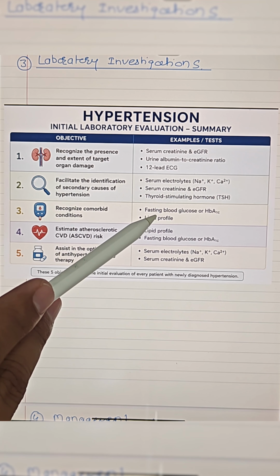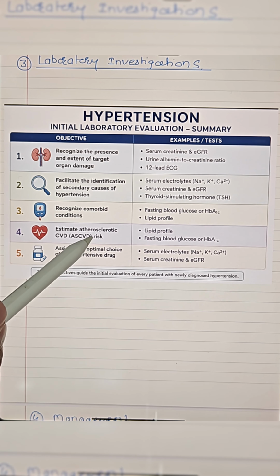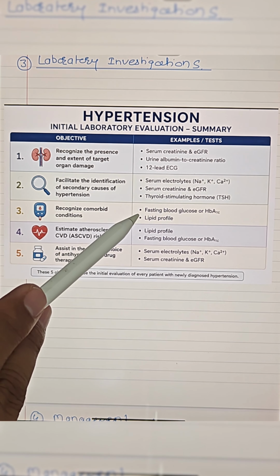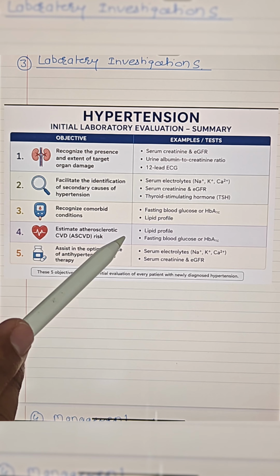Why is it important? To get your ASCVD risk score, atherosclerotic cardiovascular disease risk score. So the comorbid conditions associated with hypertension, that is diabetes and hyperlipidemia, help to calculate the ASCVD risk score. Why is the ASCVD risk score important? It is important to get started with the treatment.